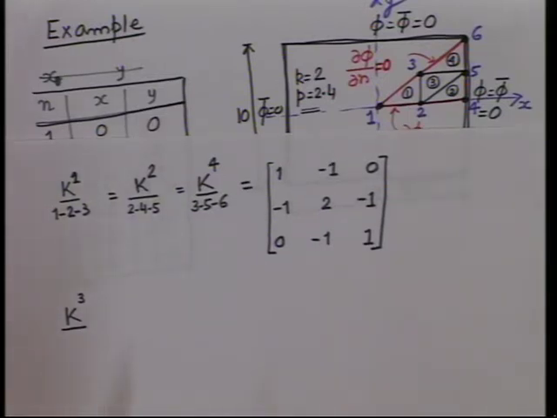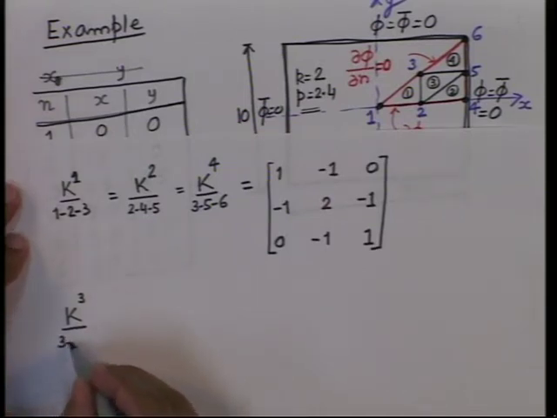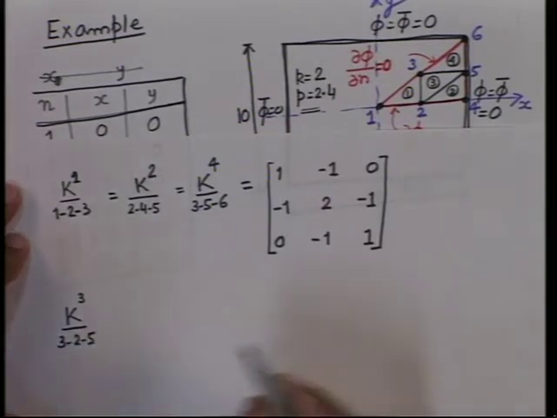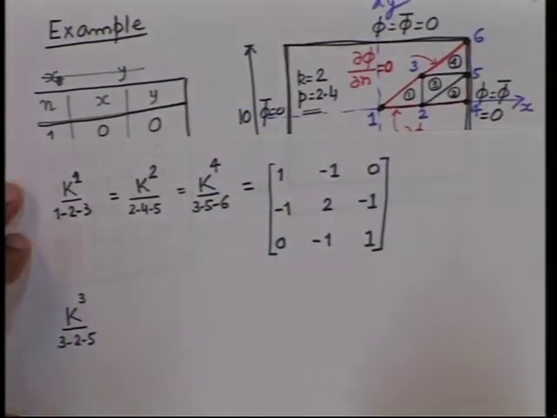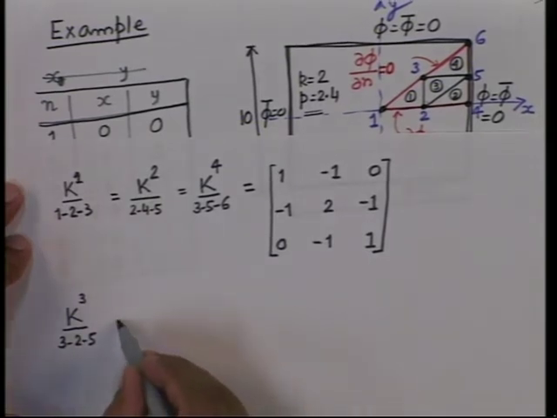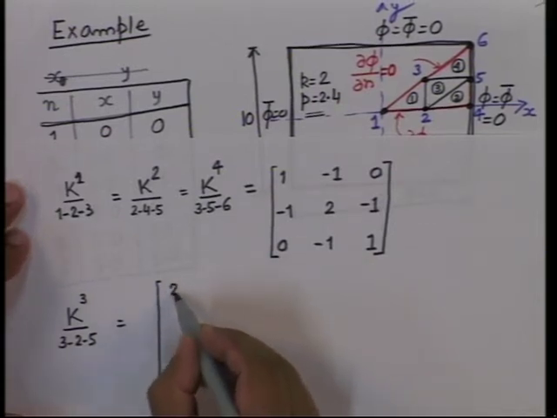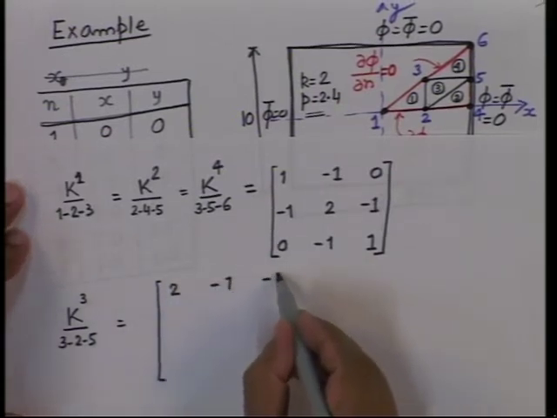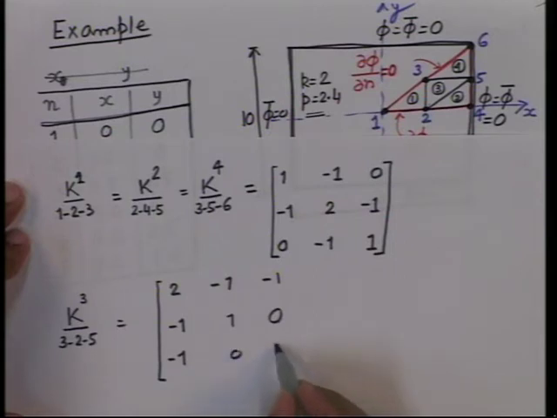Element number 3, I have taken 3, 2, 5. I have taken in this order. This is my first node 3, then 2 and then 5. You can take again any one. This has been taken like this and then it comes out to minus 1, minus 1, minus 1, 1, 0, minus 0, 1.